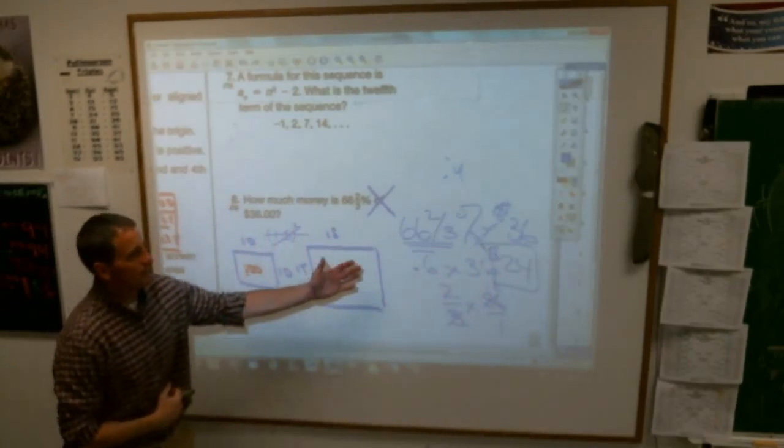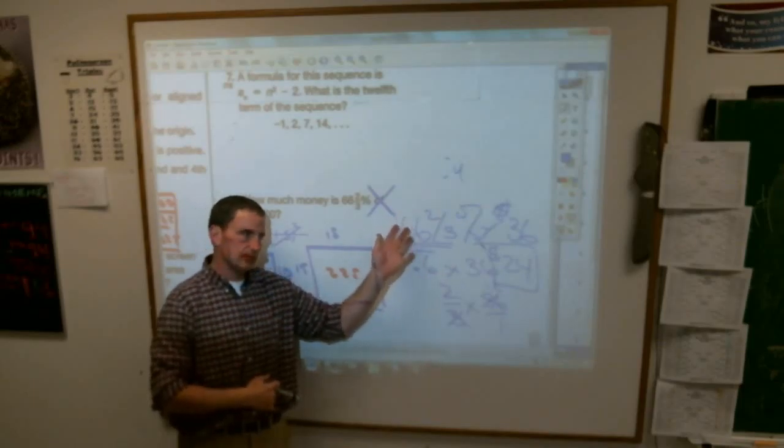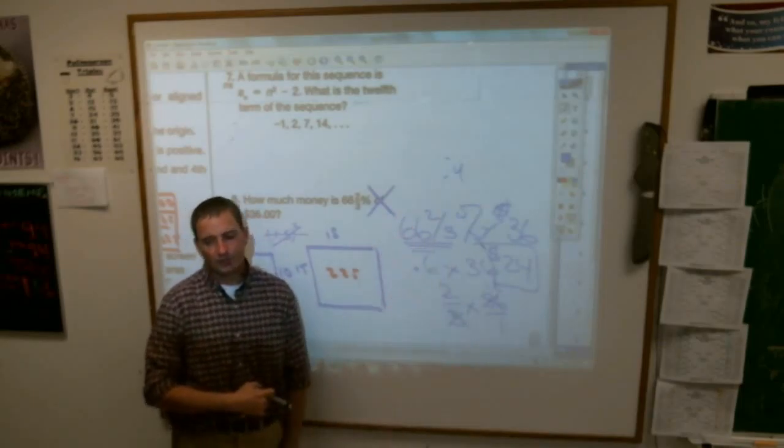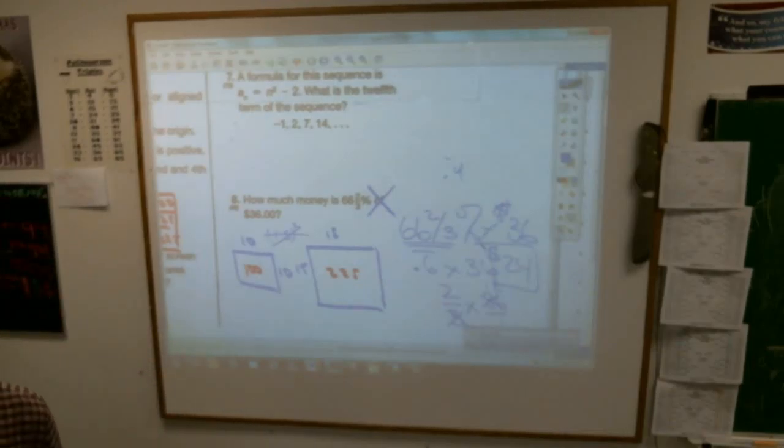If it would have been 50%, yes, 0.5 would work easily. 25%, 0.25, yes. But if it's a percent that changes to a repeating decimal, then you're in a world of work.